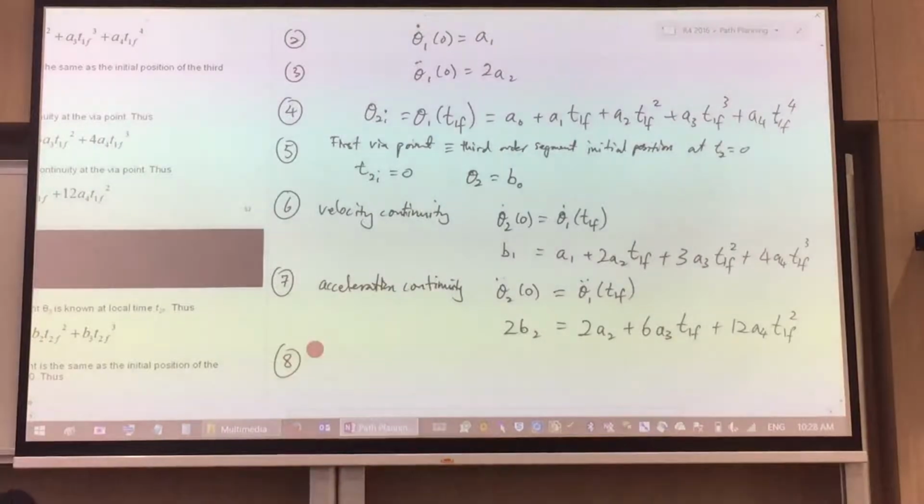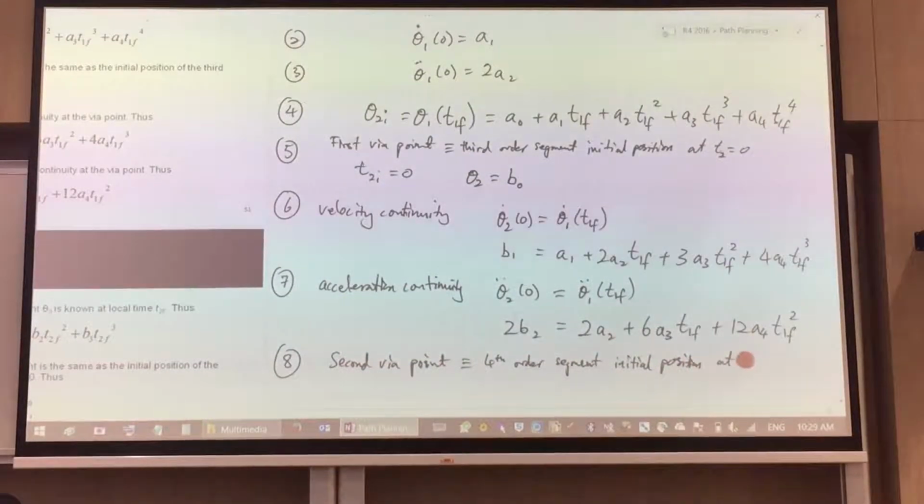Eighth boundary condition. The eighth one says, very similar to this fifth one, that your second via point, or via position, must be the same as your fourth order segment, which is your deceleration phase, that initial position at time t3 equal to 0.